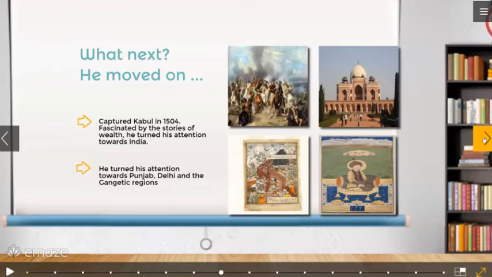So when did he ascend the throne? In 1494. And when did he capture Kabul? In 1504. Ten years difference. You have to remember the dates, so you can use the time span also for remembering the dates. Now, when he came to Kabul, he was very much fascinated by the stories of wealth of which place? Of India. And that's how he decided to turn his attention towards India. So he planned an expedition towards India with the intention of capturing Punjab, Delhi, and the Gangetic Valley.